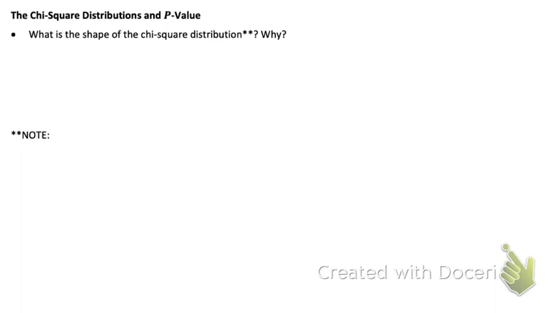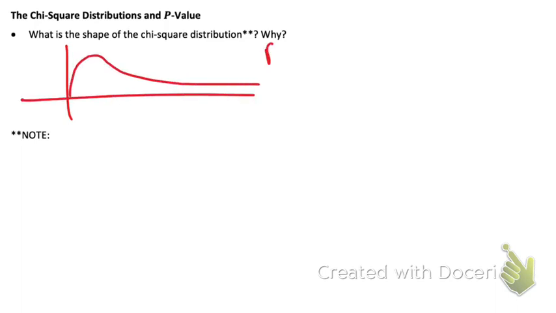Right skewed. It is right skewed. How did you know that? That's a great guess. You had a 50-50 shot, either right or left. The chi-square distribution is always going to be right skewed. Please tell me why.